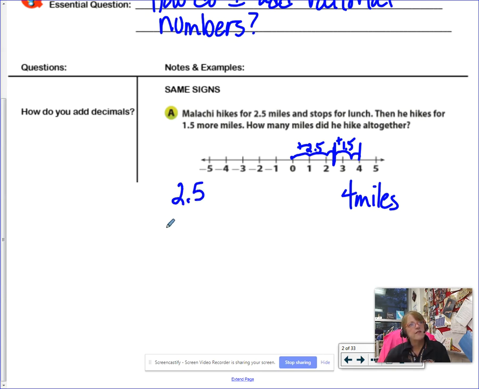You have 2 and 5/10, 1 and 5/10. Whenever you add, line up your decimal points. Put your decimal point down below, and there we go. All right. If you wanted to write 4.0, I suppose you could, since this took it out to the tenths place, but frequently we don't, so we'll just leave it.